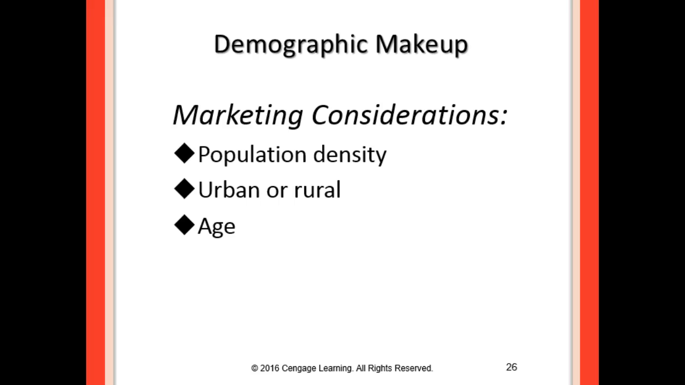Some marketing considerations. If you look at demographic makeup, demographics, you have to be aware of more than just population density. All right, more than just the total number of people that are there. You also need to know, is the population primarily urban? Is it rural? What is personal income level? What is family or household income level like? We're looking at age. You're looking at gender. You're looking at all these different things, more than just how many people are there total in this particular area.